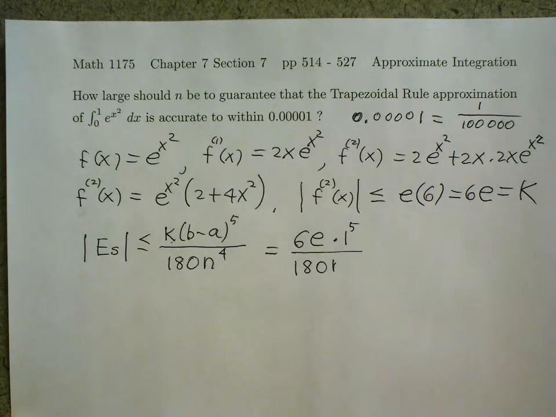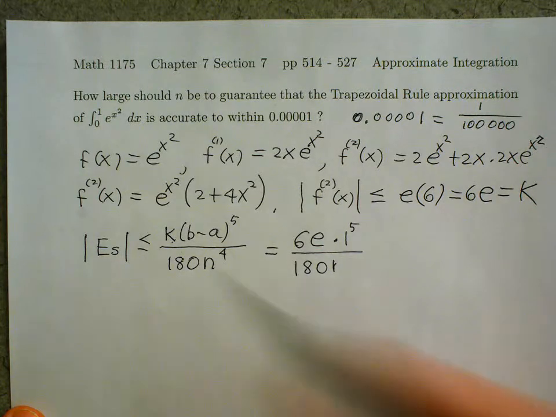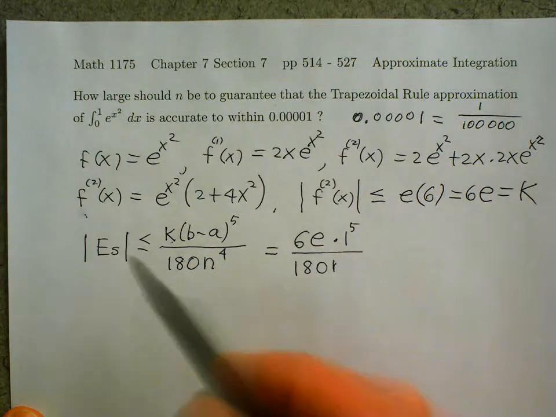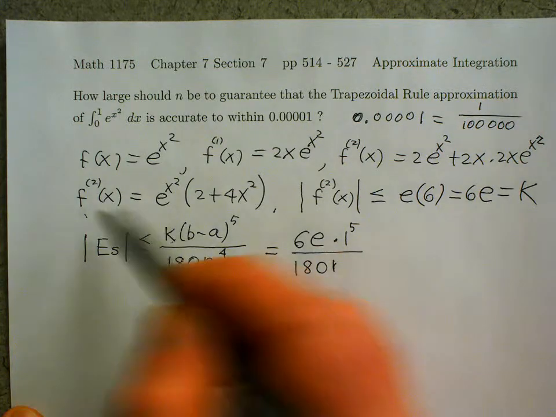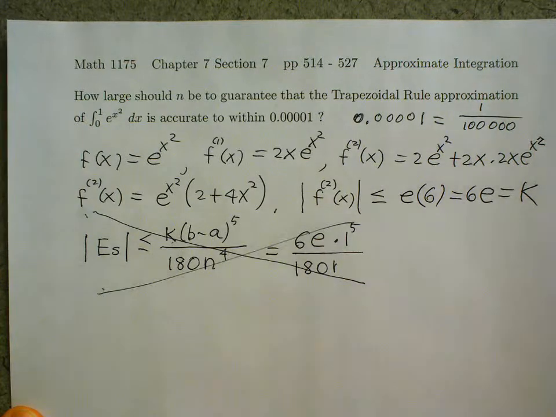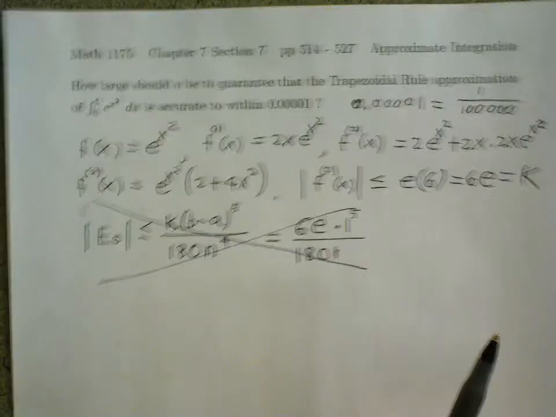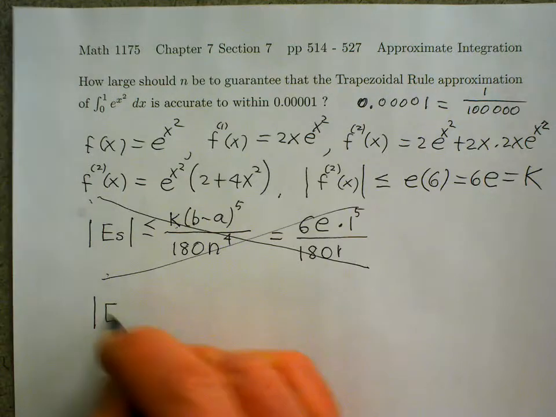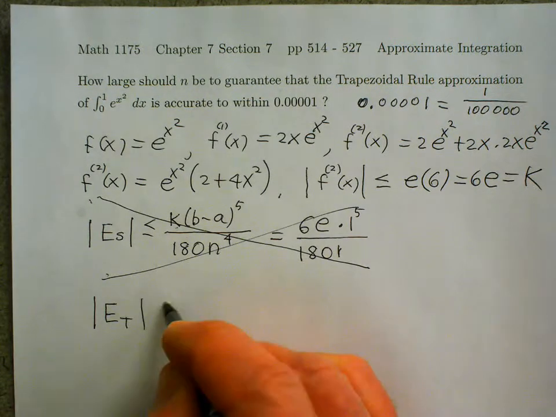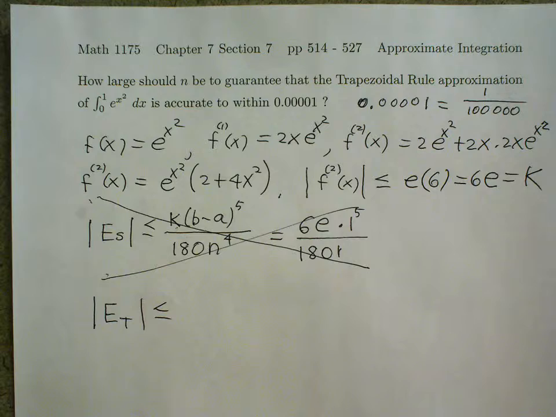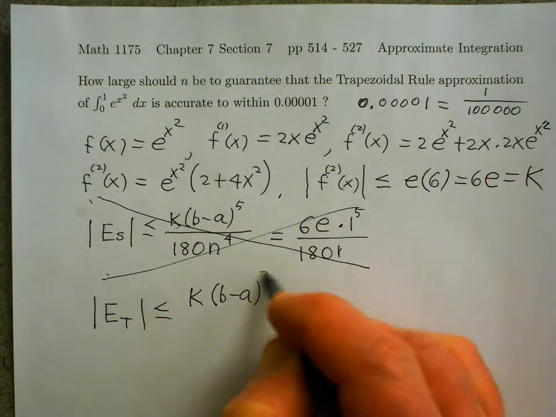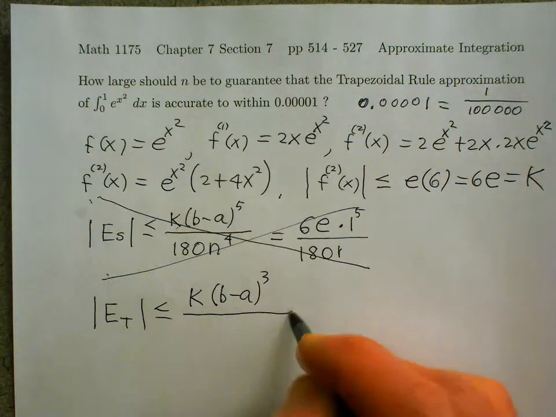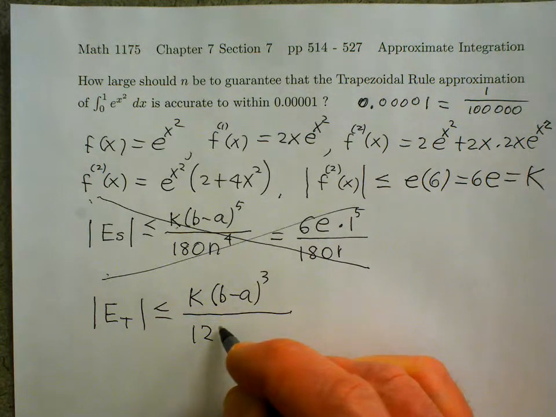Oh, we're not doing the Simpson's rule. Sorry, we're doing trapezoidal rule. Yeah, someone online straightened me out. Yeah, we want the trapezoidal rule. So the trapezoidal rule is k times b minus a to the 3rd over 12n to the 2nd.